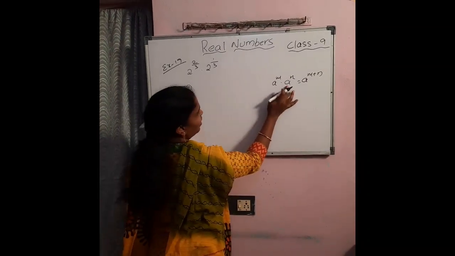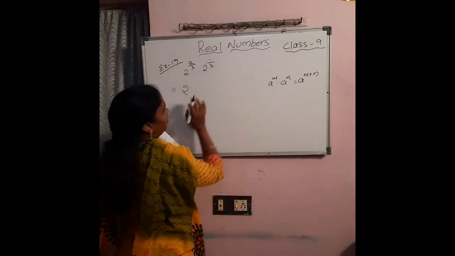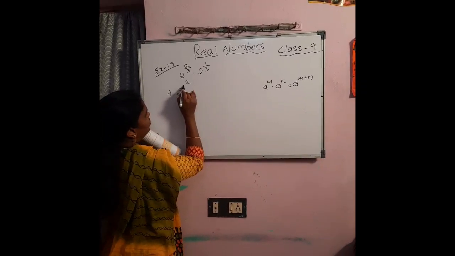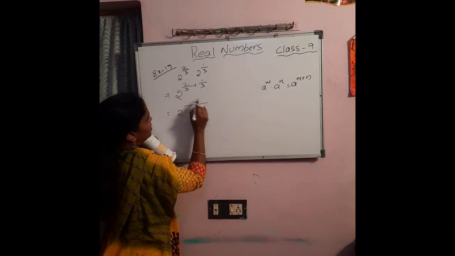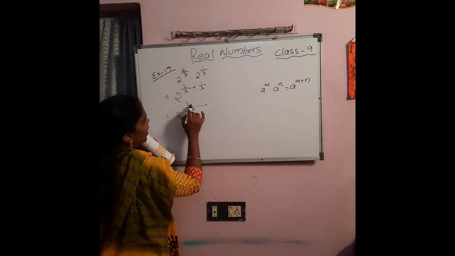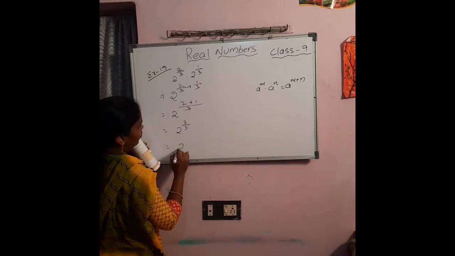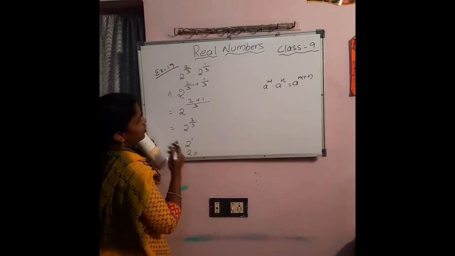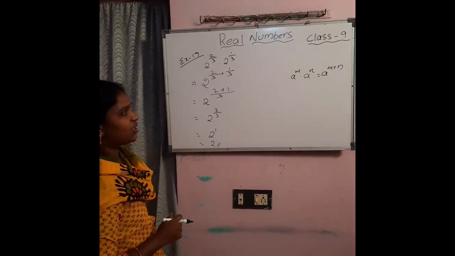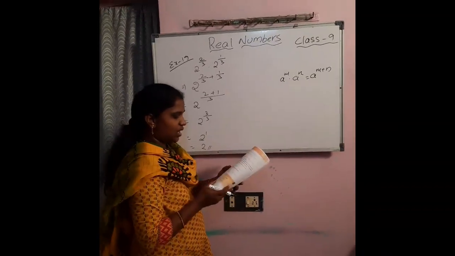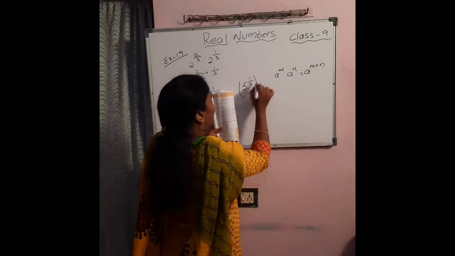In the place of a we are having 2, in the place of m 2 by 3, and in the place of n 1 by 3. So we have to add 2 by 3 plus 1 by 3. So 2 power, the LCM for both is 3. Add the numerators, that is 2 power 3 by 3, 2 power 1, that is 2. So we applied the exponential form a power m into a power n is equal to a power m plus n.